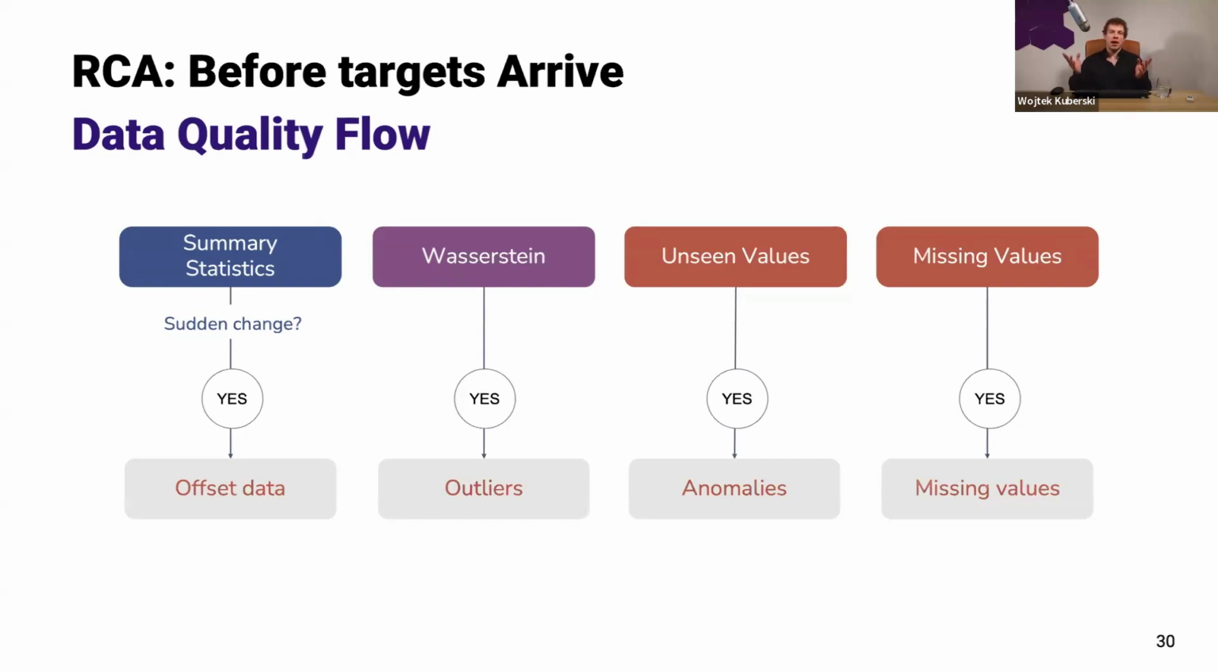We're going to look at the new unseen values, or the ratio of unseen values. If they go above 0, then we'll probably have some anomalies in our data, something that shouldn't be there. And then lastly, kind of a trivial thing, we're going to look at the ratio of missing values in time. If we see a significant increase in the ratio of missing values, then missing values are a problem.